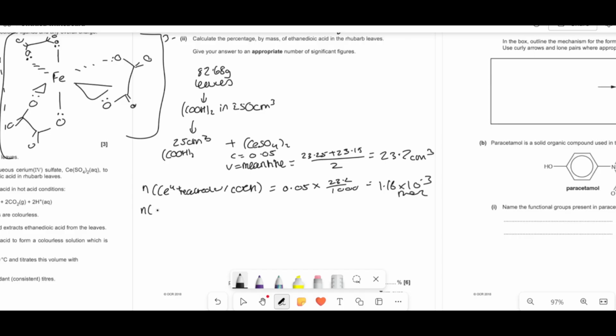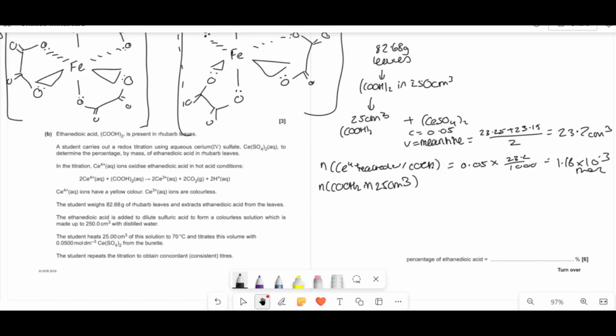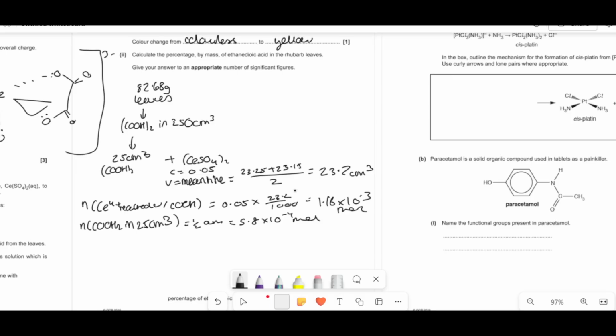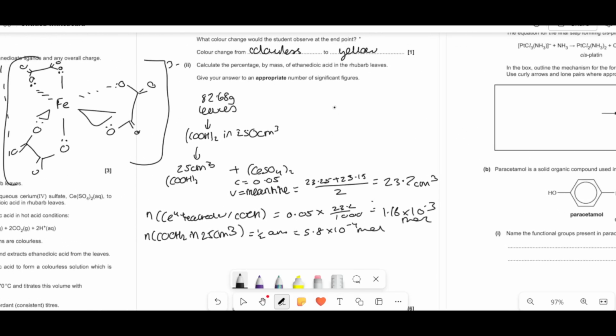Then we'll work out the moles of the (COOH)2 in 25 centimeters cubed. Write that down. Force yourself to. You don't have a choice. Here, we can see that they react in a 2-to-1 ratio. So that means we're going to have to halve our answer here. So it's going to be a half of the answer, which is going to be 5.8 times 10 to the minus 4 moles.